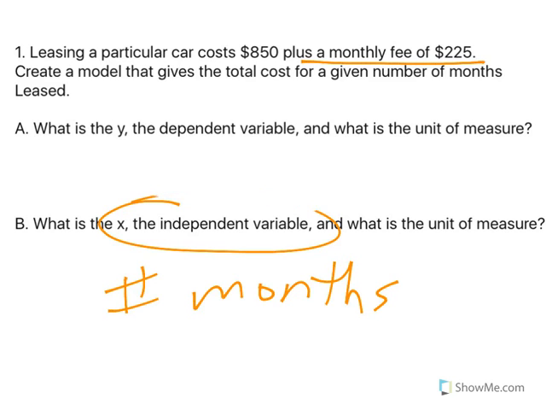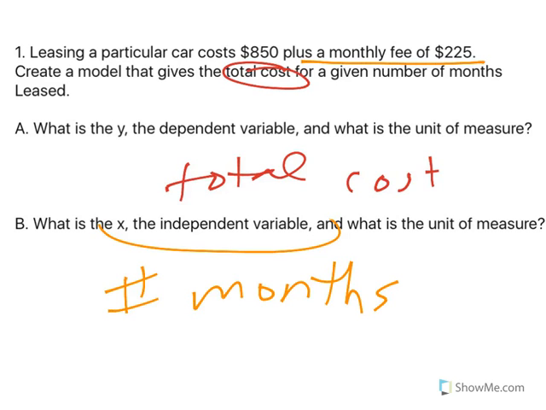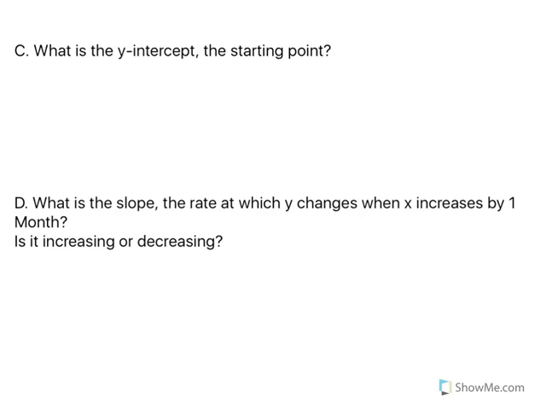Now, depending on the number of months, we're talking about leasing a car which has a total cost. So Y is the total cost of leasing this vehicle. So in talking about units of measure, for total cost, we're talking about money, and for the independent variable, we're talking about months. Again, a time reference. All right, let's jump in. What's the Y-intercept? Well, before you even start making these monthly payments, you have an initial cost of $850. So that's where you start. You're at the car dealership, you give them $850, you sign the paperwork, and now you've got a car.